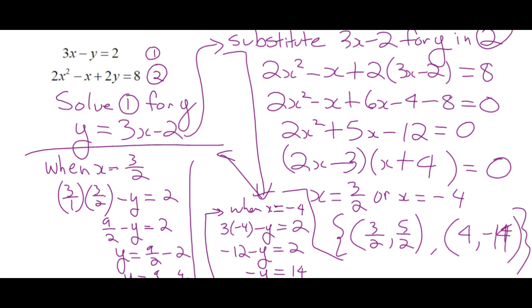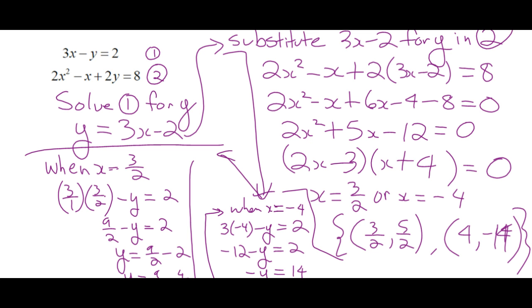So you just go in, so we go 3 times 3 halves, which is 9 halves, minus 5 halves, so 9 halves minus 5 halves is 4 halves, which is 2, okay? So this works here, and then we go 2 times, well, you might want to use your calculator, right? So we go 2 times 3 halves squared. So 3 halves squared is 9 quarters, times 2 is 9 halves, minus 3 halves is 6 halves, which is 3, plus 2 times 5 halves, which is 5. 3 plus 5 is 8. Okay? Trust me, it works. I know you're just saying stuff.